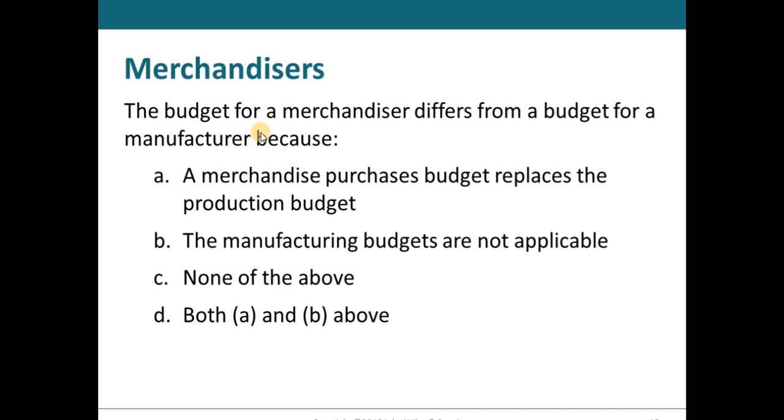The budget for a merchandise company differs from a budget for manufacturing because a merchandise purchases budget replaces the production budget. The manufacturing budgets are not applicable. None of the above, both A and B above. The correct answer is A, D.